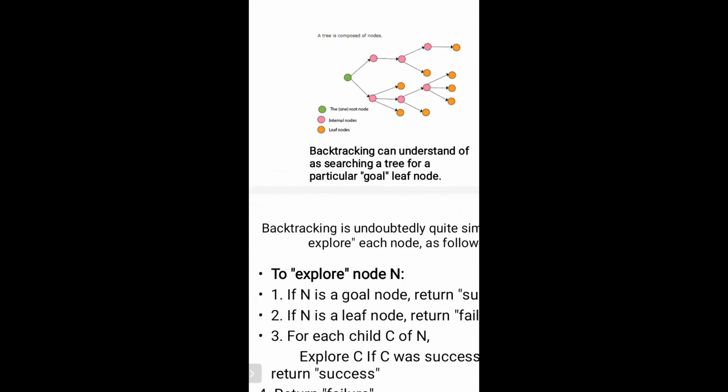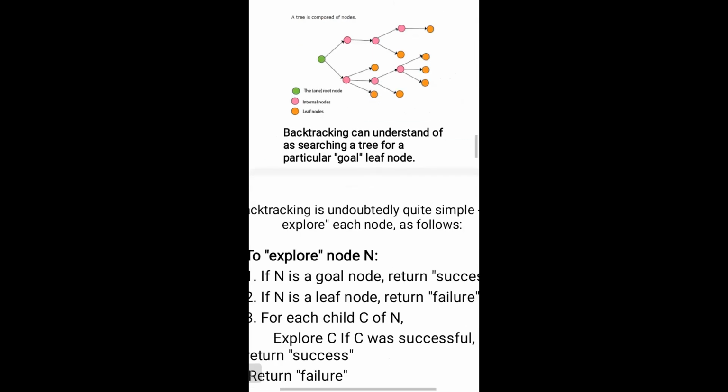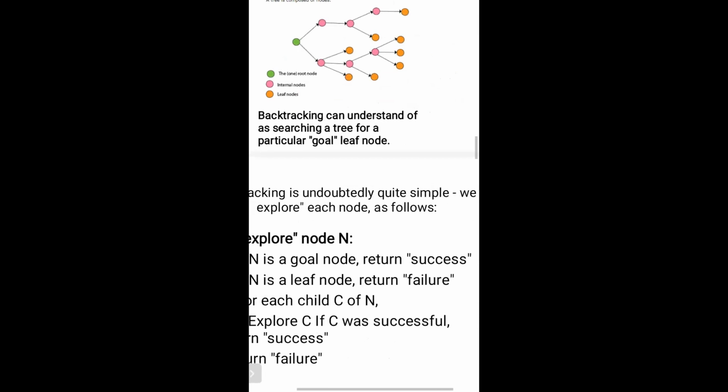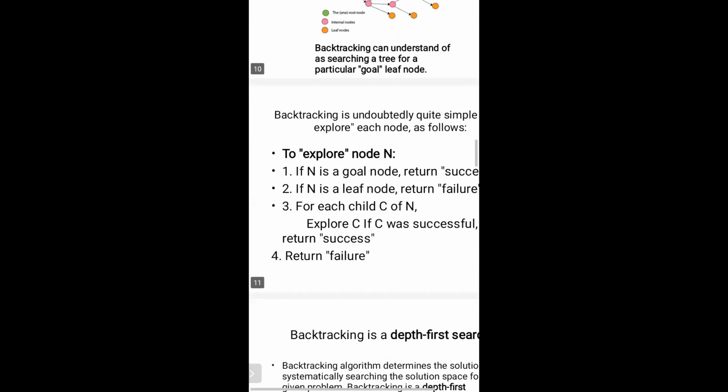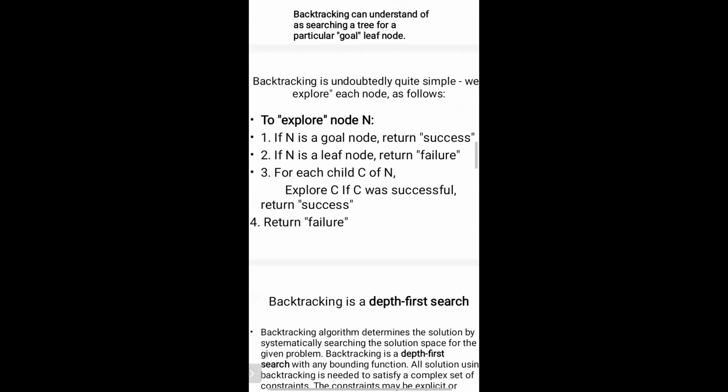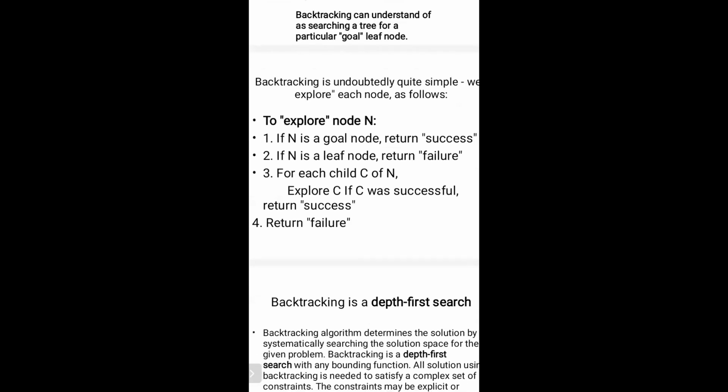Now backtracking is undoubtedly quite simple. We explore each node as follows. To explore node n: if n is a goal node, then return success. That means that is the goal you have reached. If n is a leaf node, return failure. For each child C of n, explore C. If C was successful, return success. Otherwise, return failure.